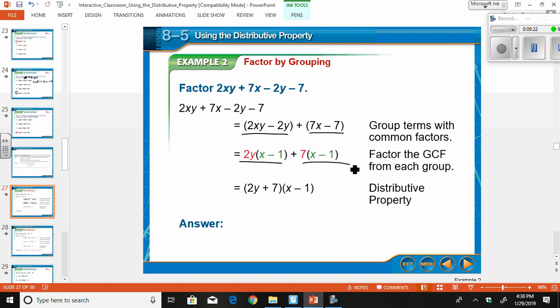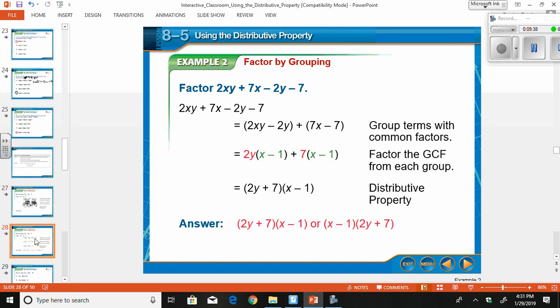And guess what? They have something in common again. I can take that out. So I take it out front, and I get x minus 1. What am I left with? I'm left with 2y plus 7. You can have it in either order. I actually like to see it this way. Better to see what I'm pulling out front.